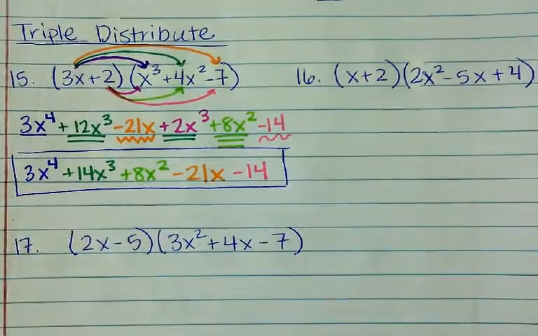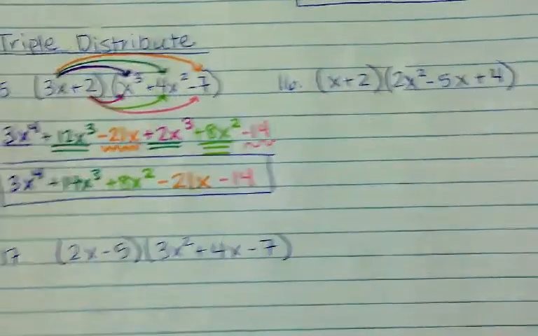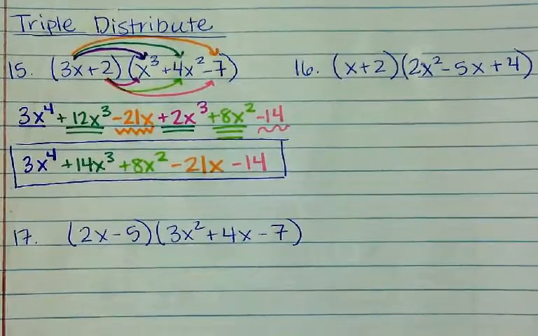All right. Another way that you can do this is you can also go ahead and kind of stack like terms on top of each other. So we're going to stack like terms on top of each other. I want to show you guys a little bit of a different method that you might like better, especially when you have triple distribution, okay?